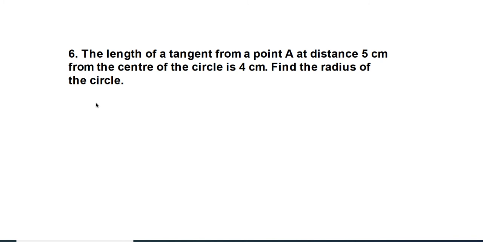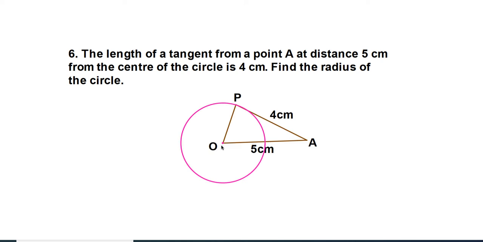Here is question number 6. The length of a tangent from a point A at a distance of 5 cm from the center of the circle is 4 cm. Find the radius of the circle. Let us draw the figure. Let O be the center and AP be the length of the tangent. The length of the tangent is given as 4 cm and the distance from the center to the point A is given as 5 cm. You have to find out OP. Here OP is perpendicular to AP, as the tangent is perpendicular to the radius. So in right triangle OPA, by using Pythagoras theorem you can find out the length of OP.